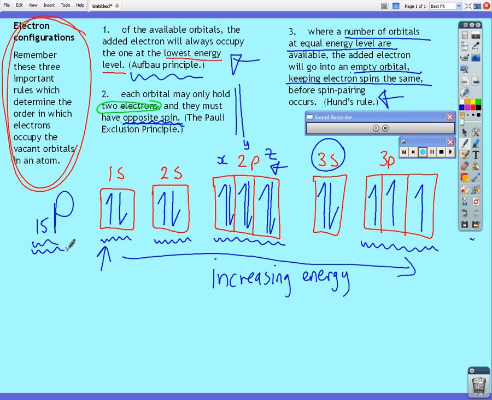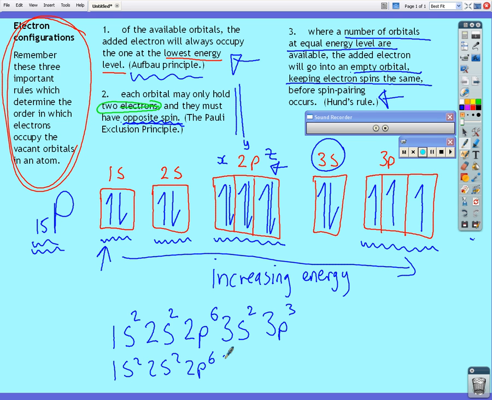We can now write that out using spdf notation. We've got 1s2, 2s2, 2p6, 3s2, and 3p3. Some might even show more detail by writing 1s2, 2s2, 2p6, 3s2, and then 3px1, 3py1 and 3pz1. Voila.